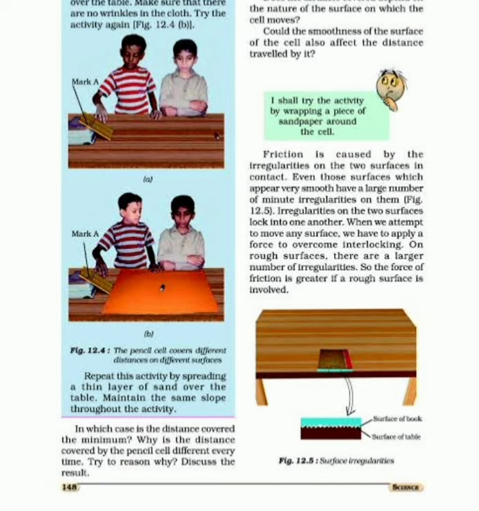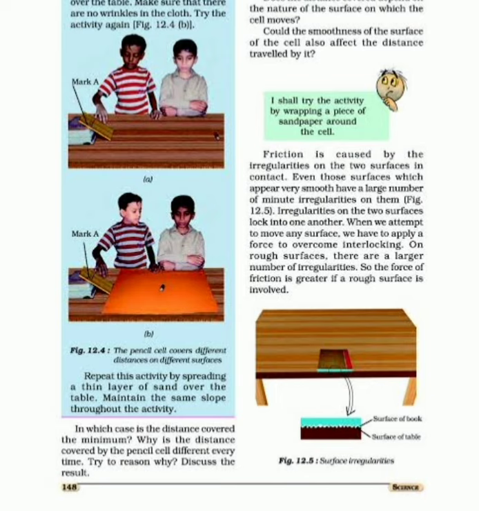Okay, see the table, the books also keep on the table. See the surface of the book and the table. So it looks smooth, but inside, the surface of the book is irregular. Okay, children, understand? A surface with irregularity will not be smooth.